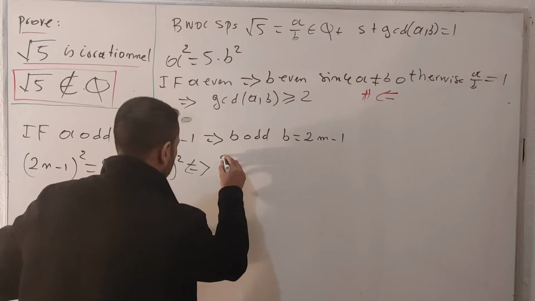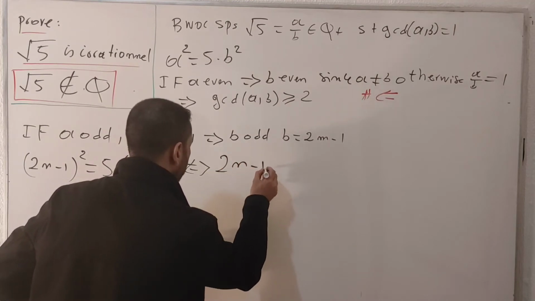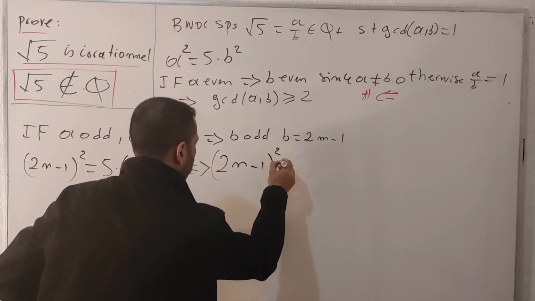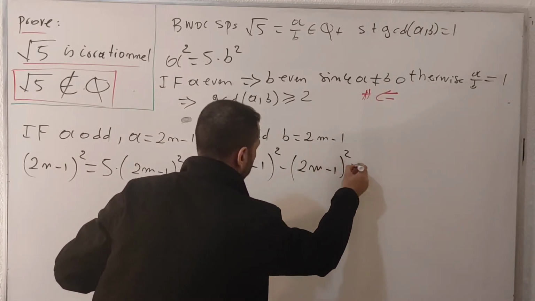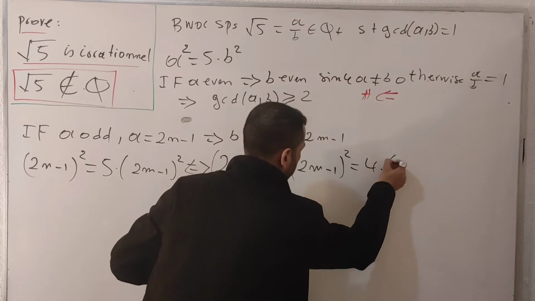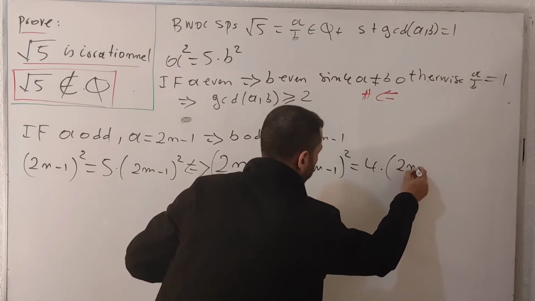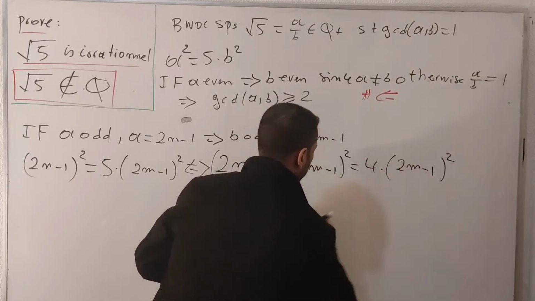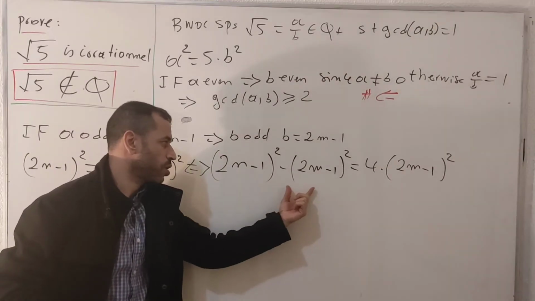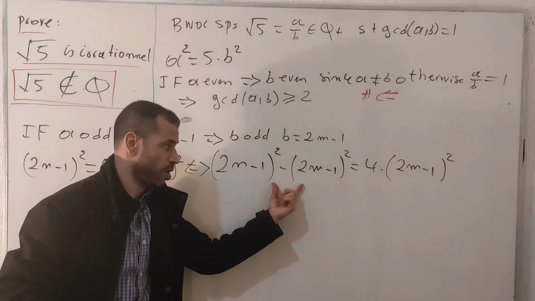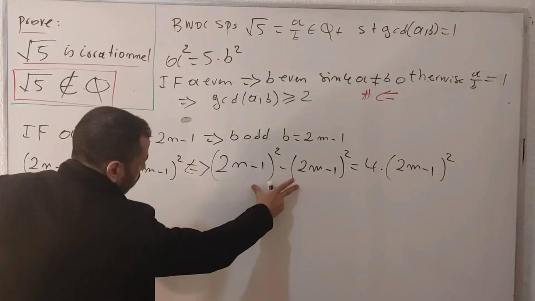So I will get (2n minus 1) squared minus (2m minus 1) squared equals 4 times (2m minus 1) squared. This is the reason why I moved only one term, because I want to build the difference of two squares where we can have a nice factorization.